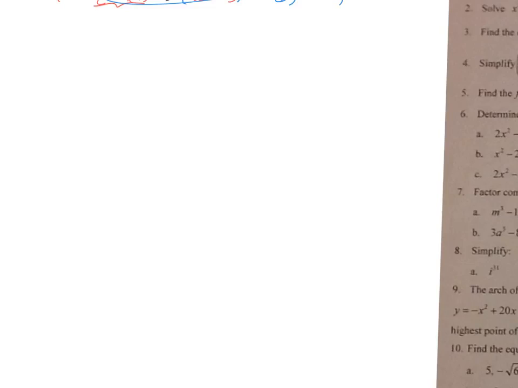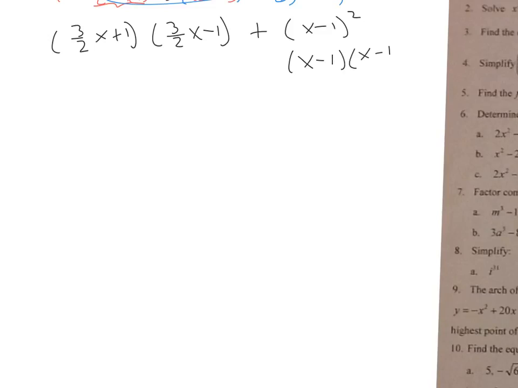All right, so let's write that down. So we have 3 halves x plus 1 times 3 halves x minus 1 plus x minus 1 squared. Now x minus 1 squared means to do x minus 1 times x minus 1. All right, so I'm going to take care of the left side over here first. I'm going to double distribute. You could use your calculator, but when you multiply fractions, you multiply the numerators, you multiply the denominators. So 3 halves times 3 halves would be 9/4 x squared.